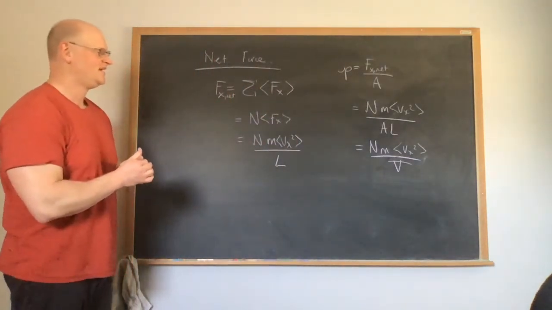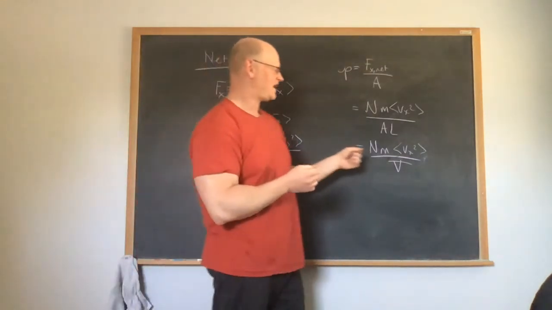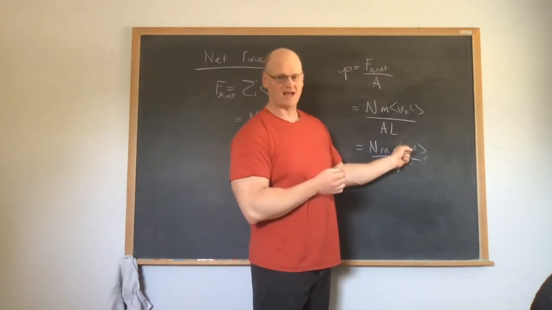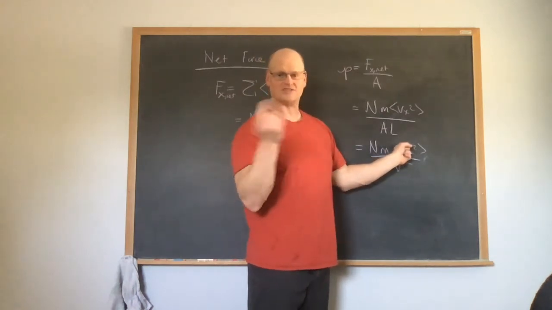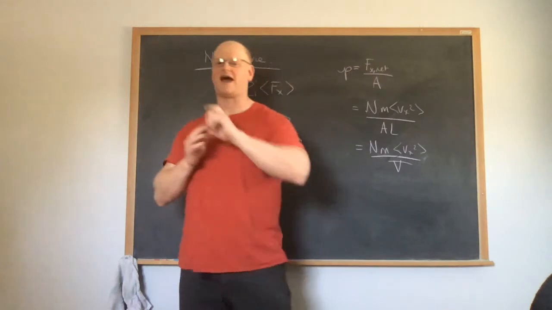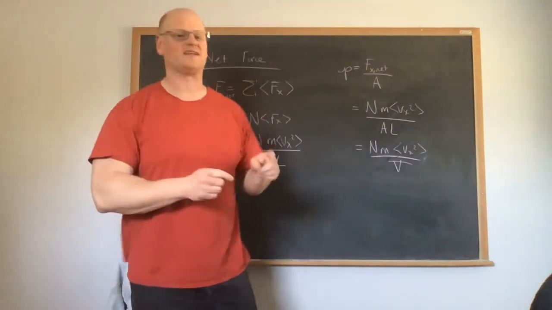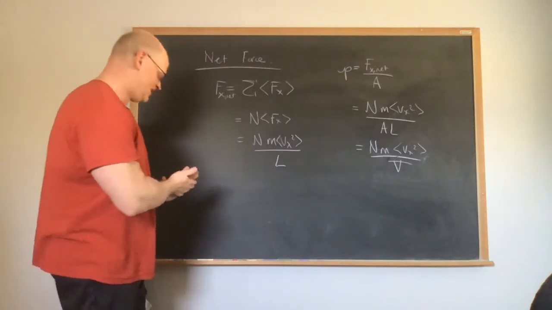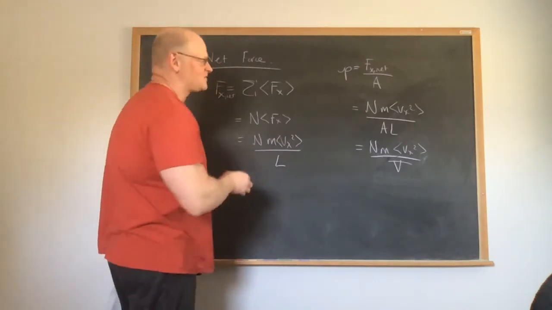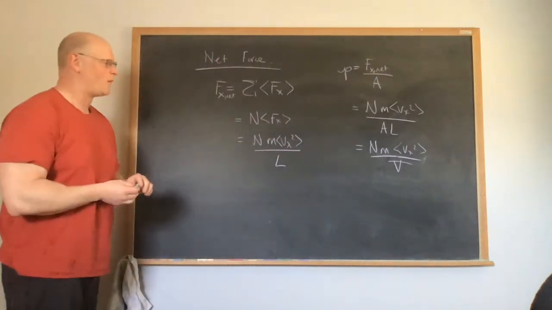Okay. Now, another thing I can know is that the average velocity in all directions is actually 0, because the average velocity this way is the same as the average velocity this way, which means that the total velocity is going to be equal to 0. So that's why we're actually using the average of the square.